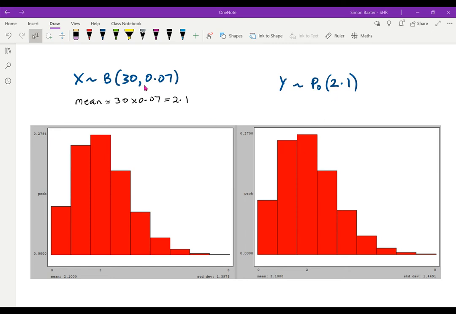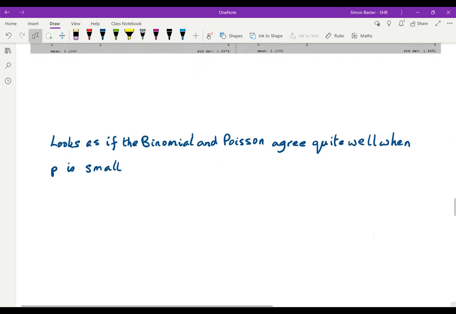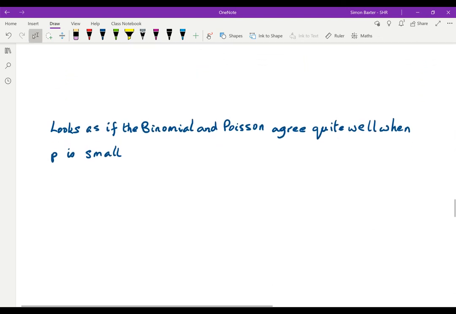Yes, when we started, we had a value of p which was 0.05, and we had a good agreement. Now I've got a value of p which is 0.07, and we've got a good agreement again. Well, let's go on, see what else happens. It looks as if the binomial and the Poisson agree quite well when p is small.